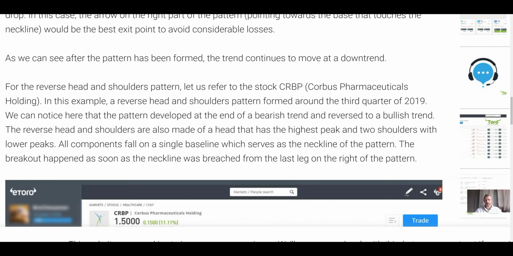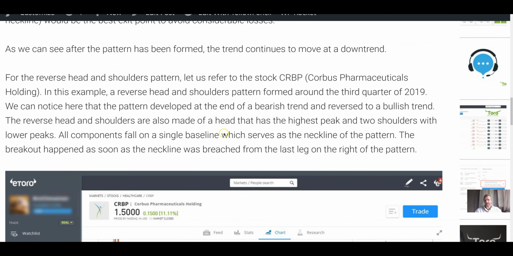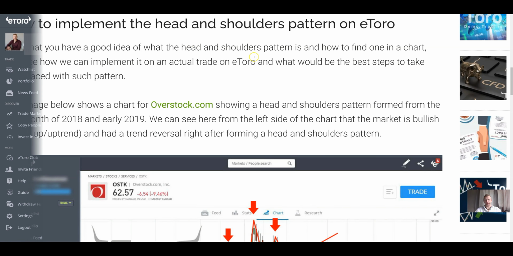There is another one. It's called the inverse head and shoulders. Here is a good example of that. The inverse head and shoulders is just the head and shoulders upside down. And let's have a look if we can find this pattern in the eToro platform.